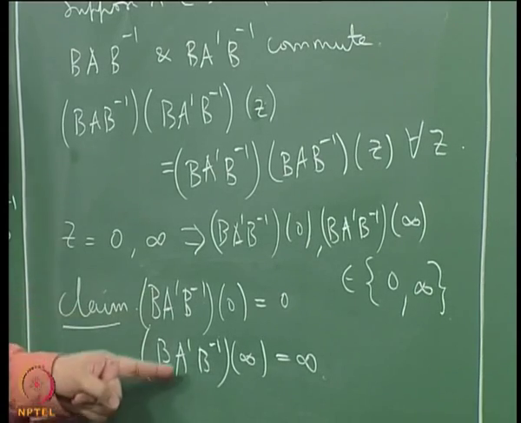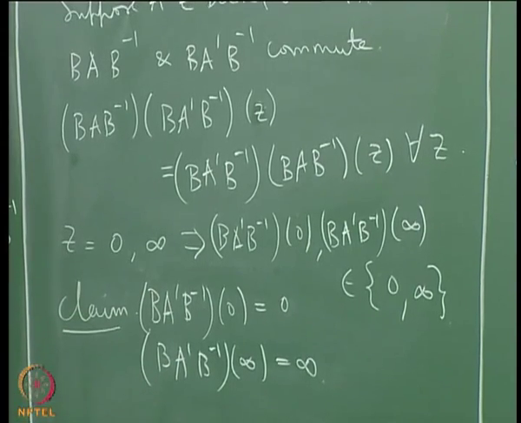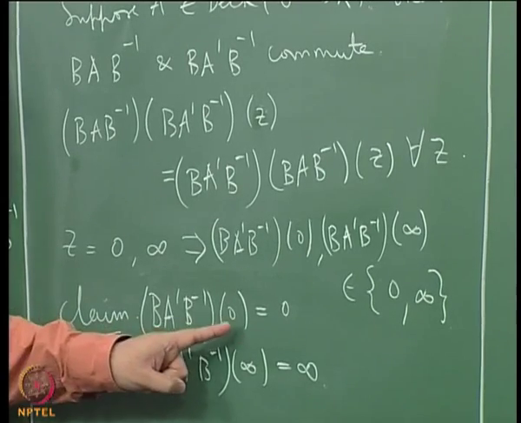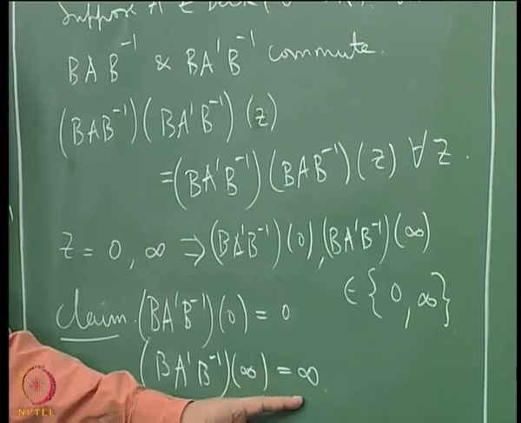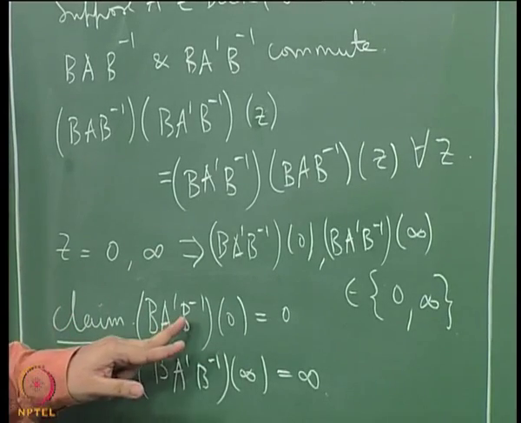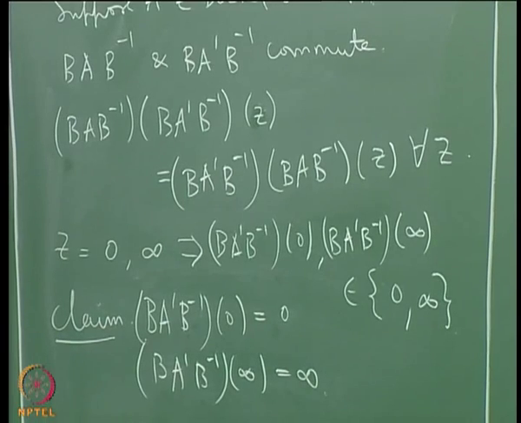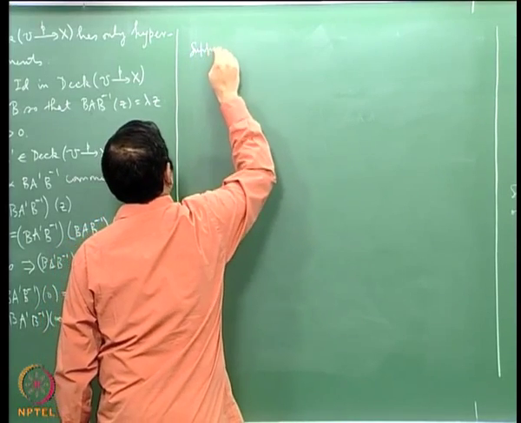Well, of course they can't be equal, because Moebius transformations are one to one. So either this is equal to 0 and that is equal to infinity, or the other way around, this may be infinity and that may be 0. If you assume that, you will get a contradiction. So we can try to work that out. Suppose not.